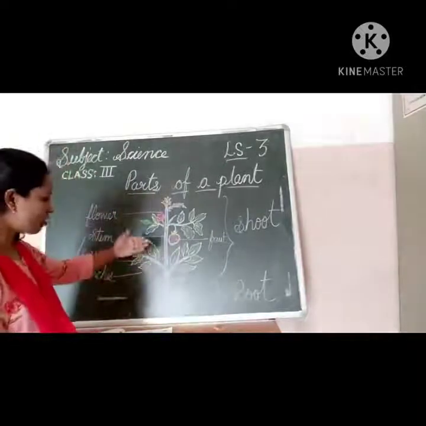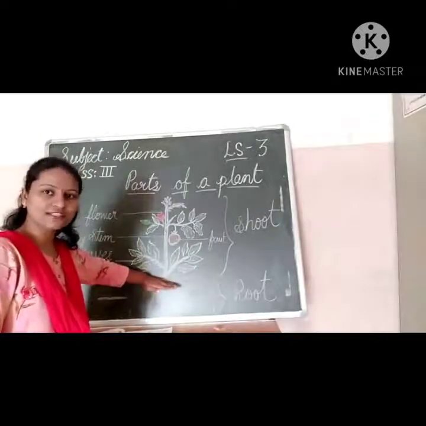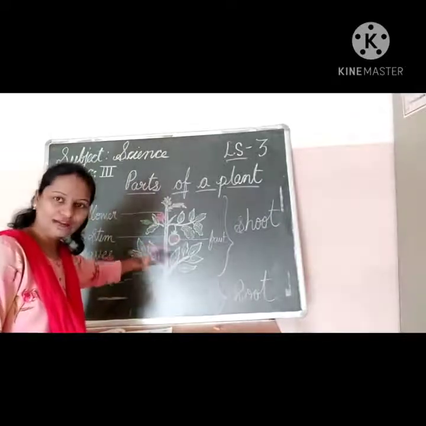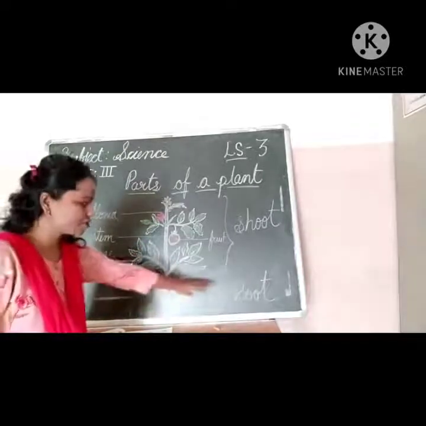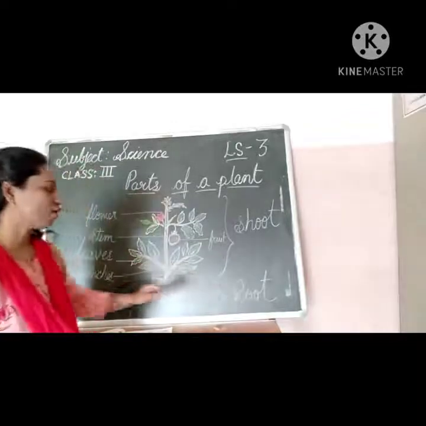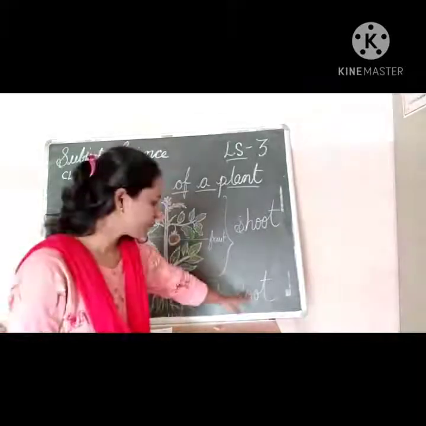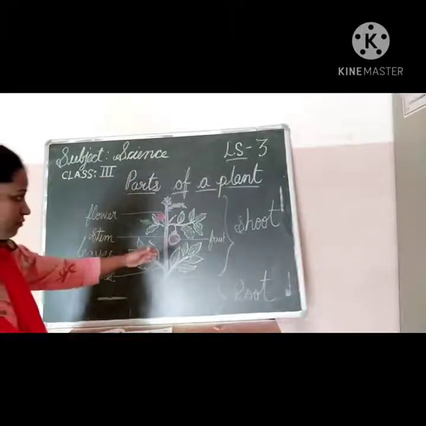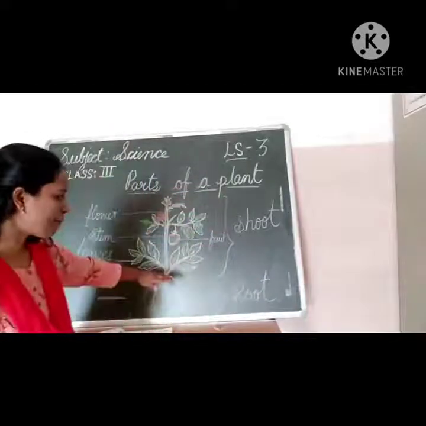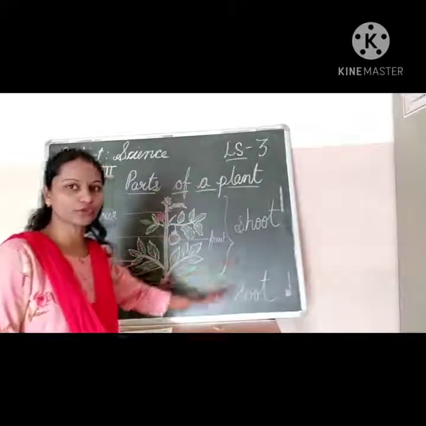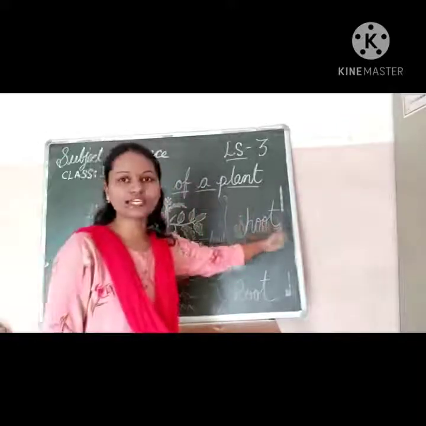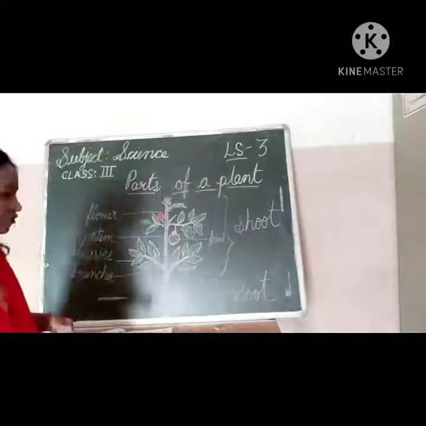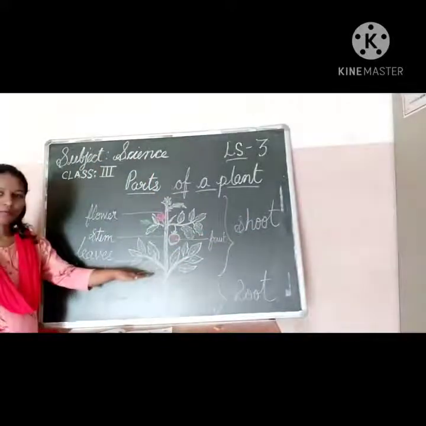Okay children. So here suppose this is the soil and this is the land. Under the ground, what is present, children? That is root. What is the spelling of root, children? R-O-O-T, root. Next one, shoot. Above the ground, what is present? Shoot. What is the spelling of shoot? S-H-O-O-T, shoot.